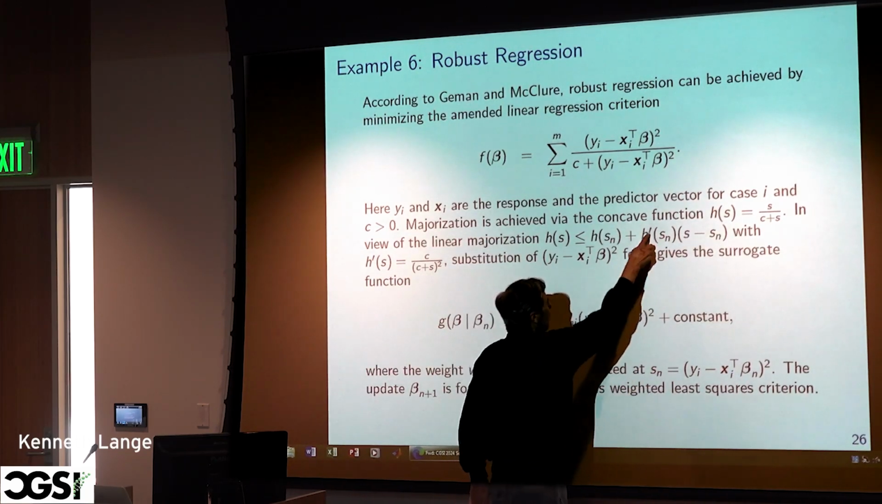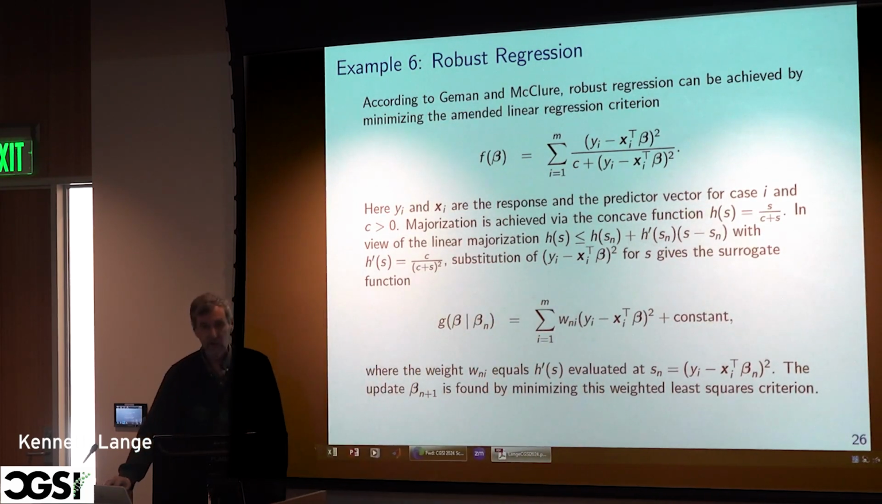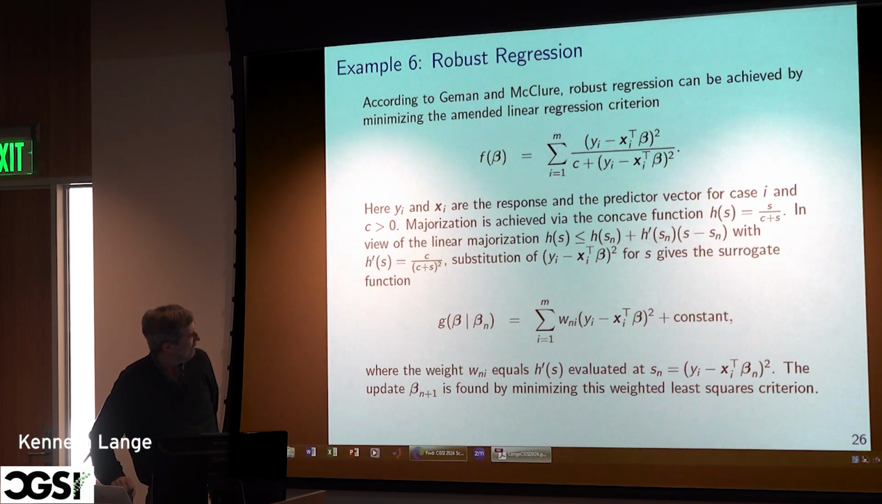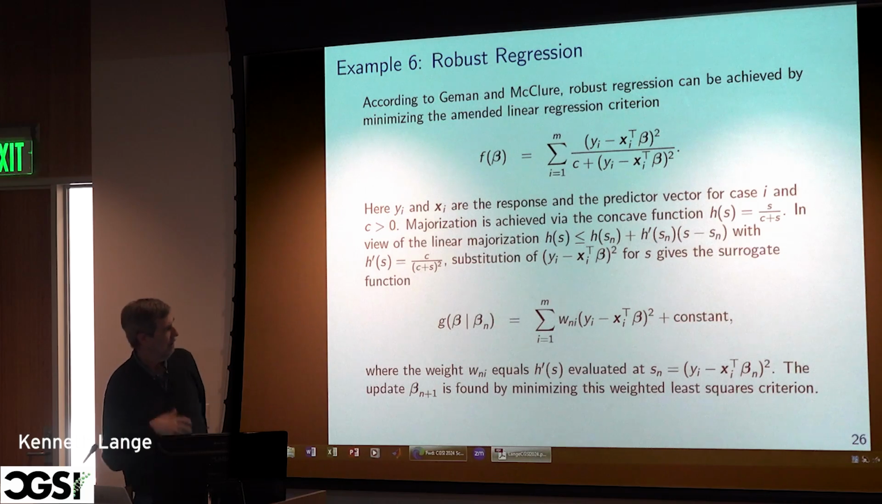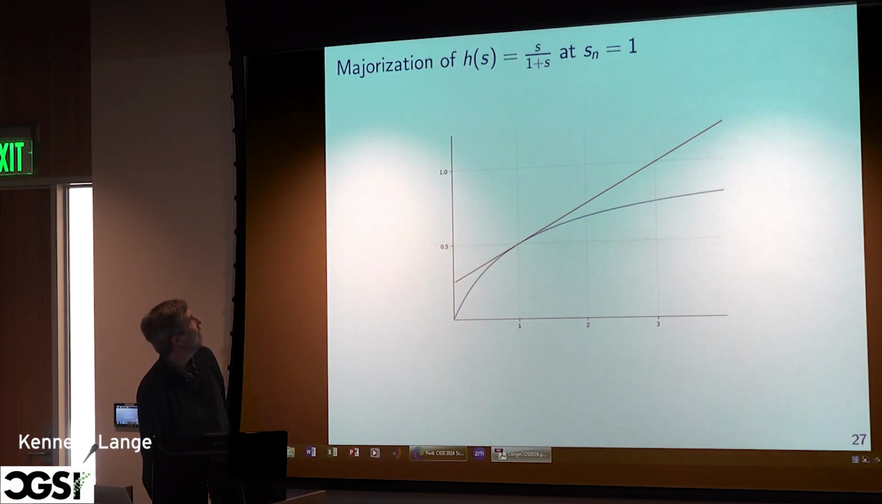This derivative here propagates into the weight that depends only on the current parameter value. So your surrogate function is a weighted sum of squares, and you can solve a weighted sum of squares by pretty much the same technology as you solve ordinary least squares. So there's the majorization. That's the function at s n equals 1.